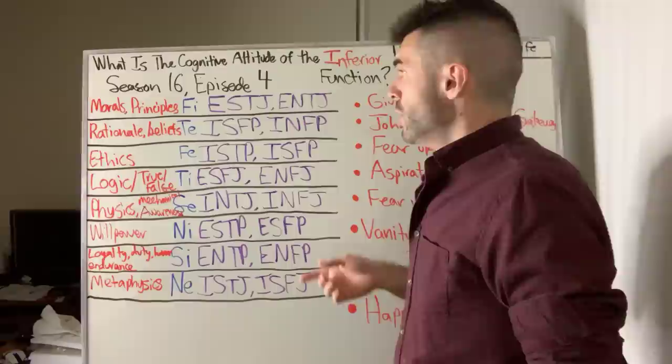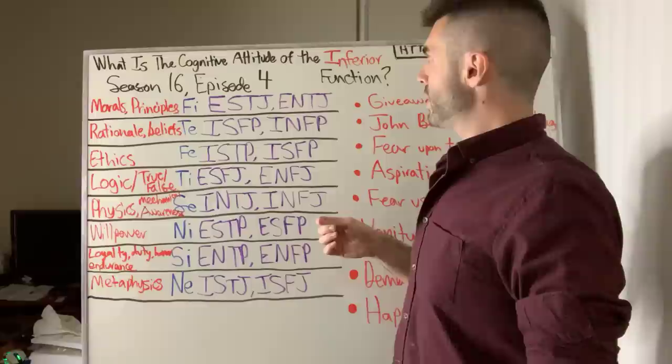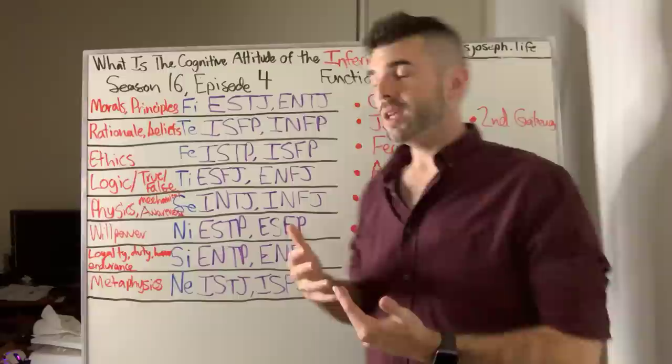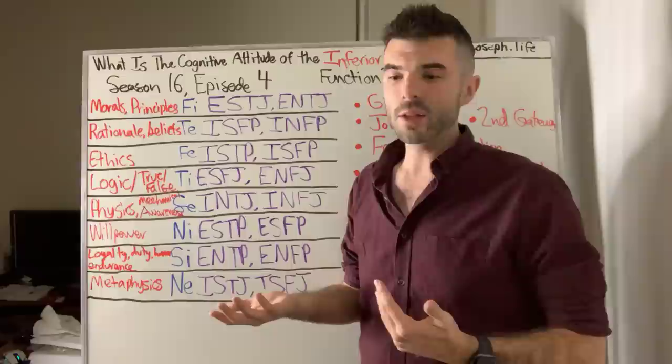Okay. For those of you listening on the podcast, let's check this out appropriately. Remember, introverted feeling is known as morals and principles. A person's morality, a person's principles come specifically from having that cognitive function in the top 4 slots of the mind, also known as the ego.